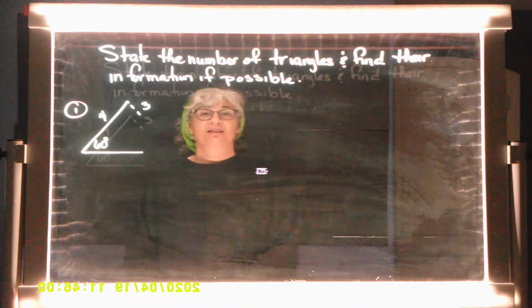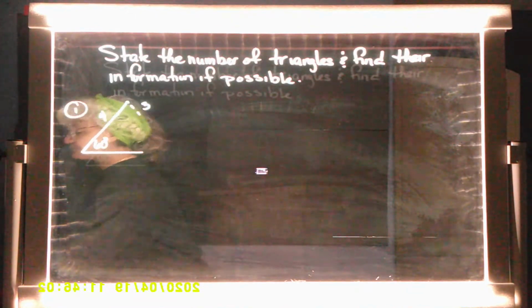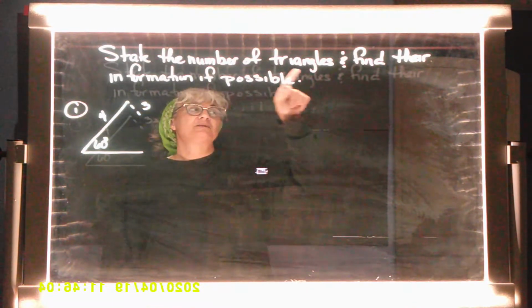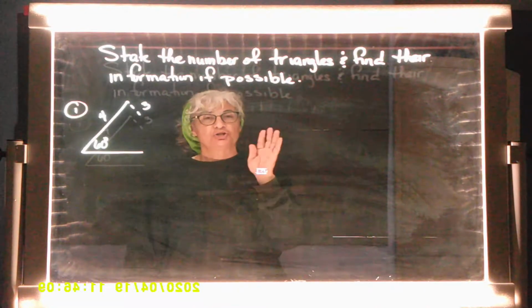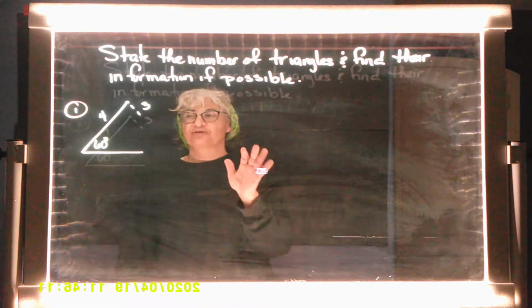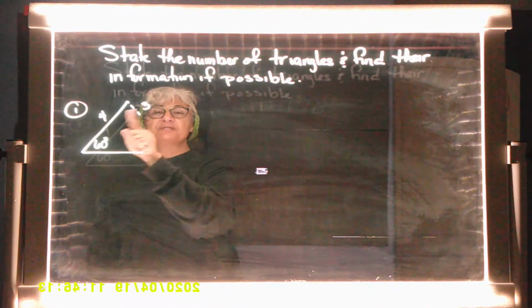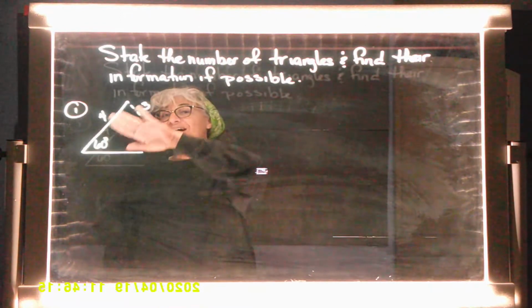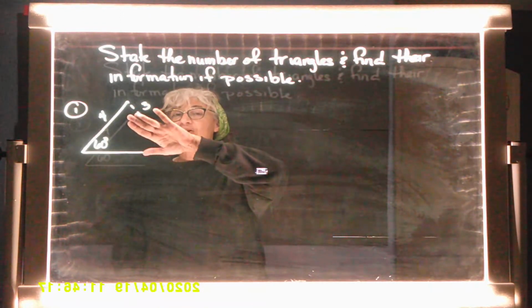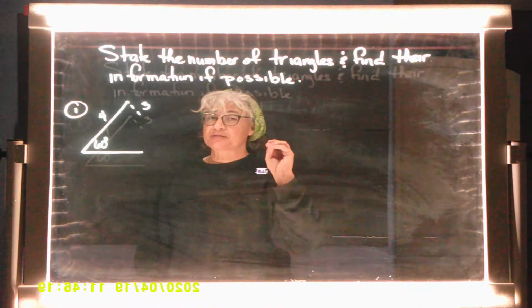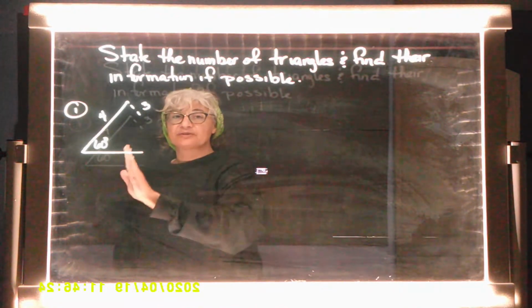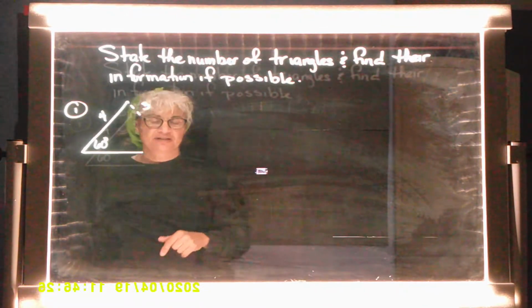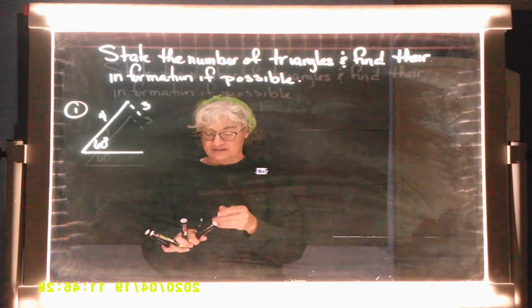Okay, so let's look at this example. They're asking us to state the number of triangles and find their information if possible. So what I'm noticing here is they've given me two sides and one angle that's not included in the two sides, which tells me I'm dealing with the ambiguous case, because the ambiguous case says two sides and an angle outside. So let's look at the information that they have given us, okay?